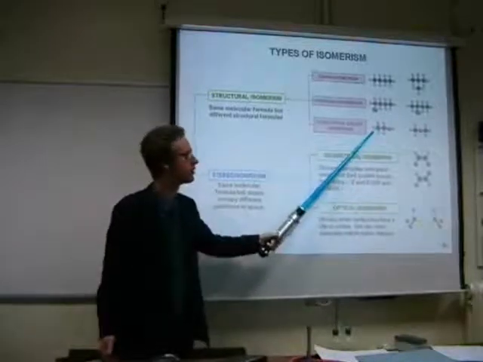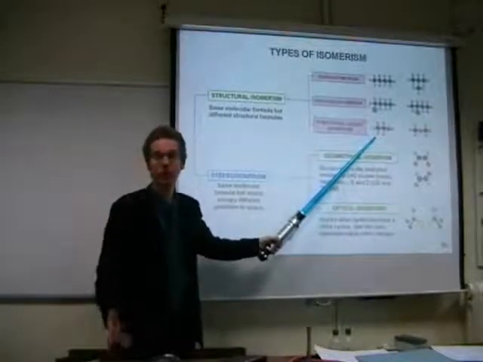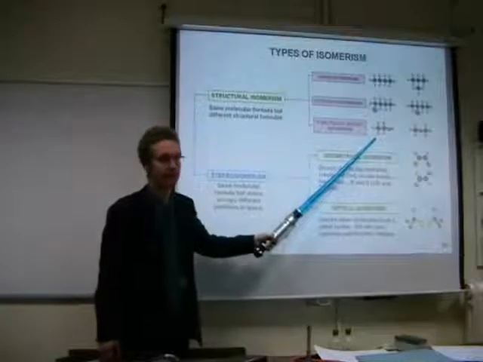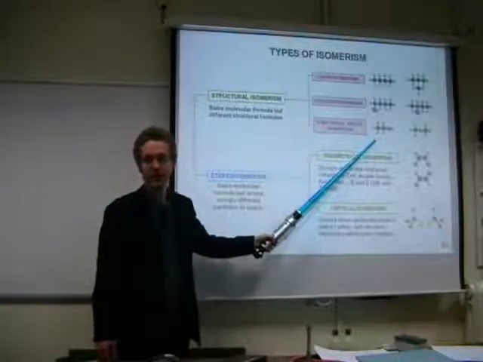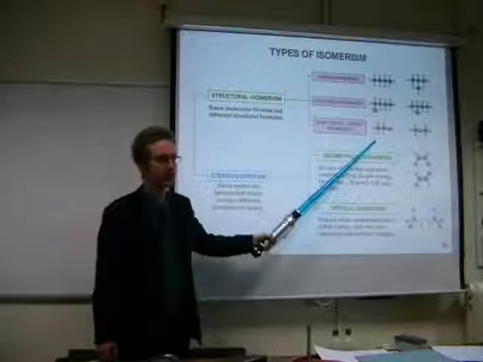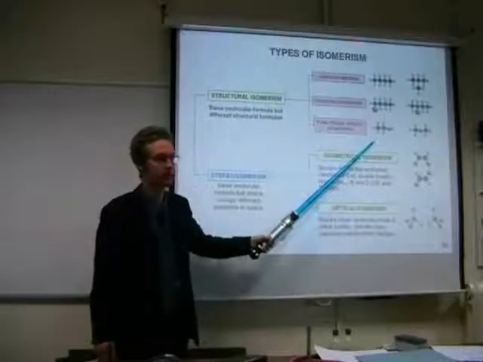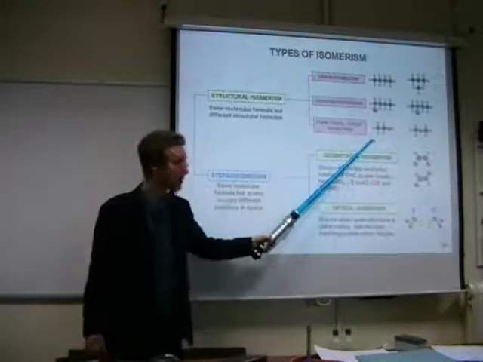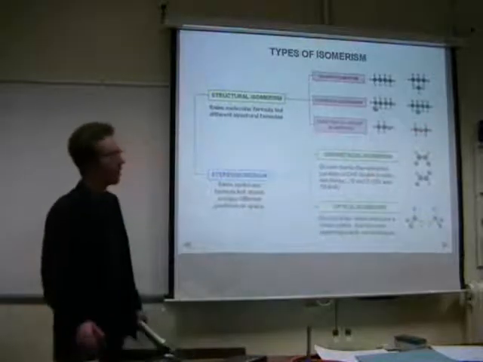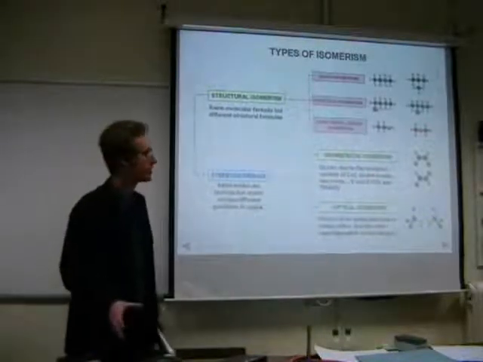Another example of functional group isomerism is the difference between a carboxylic acid and an ester. Okay? Carboxylic acids and esters both have 2 oxygen atoms, okay? And they can have the same molecular formula. Which brings us on to stereoisomerism.